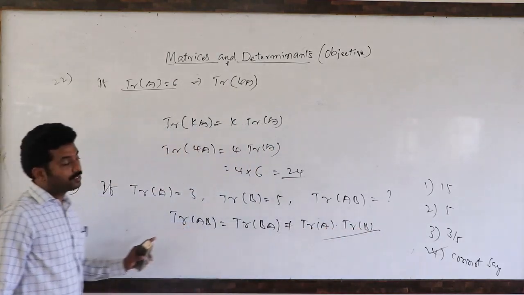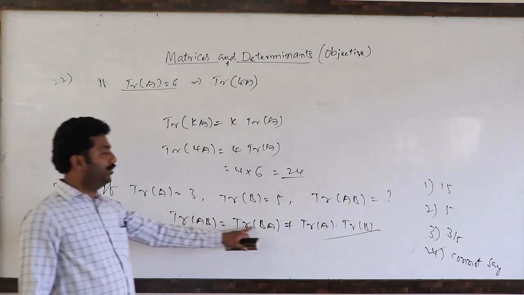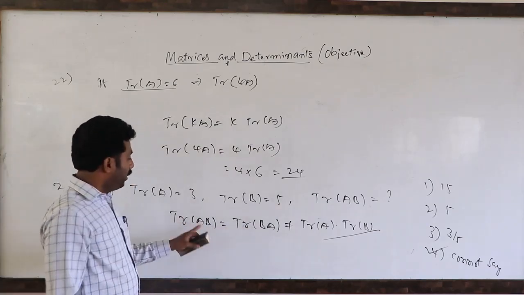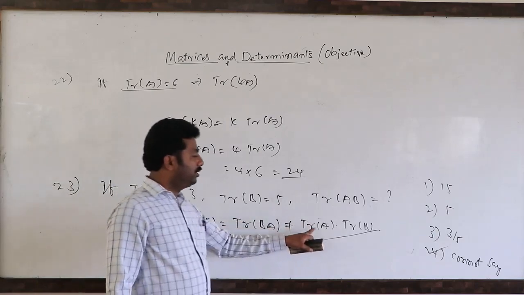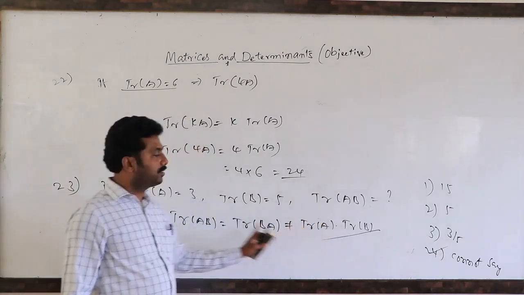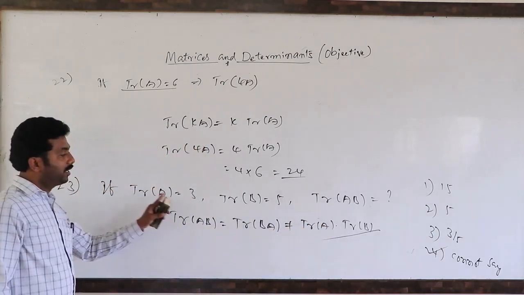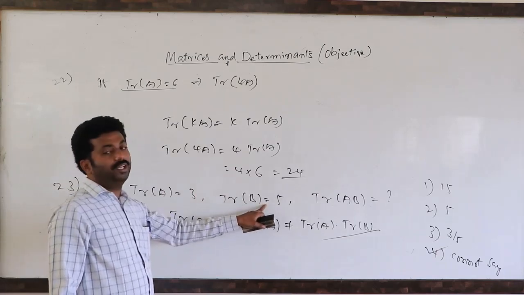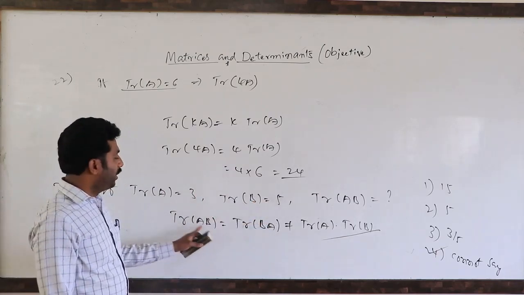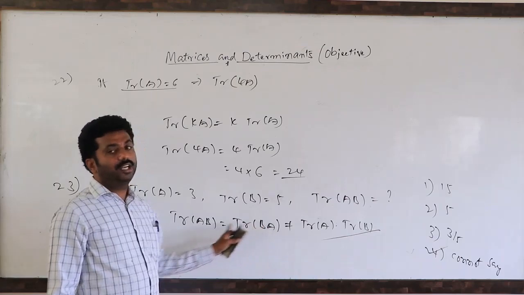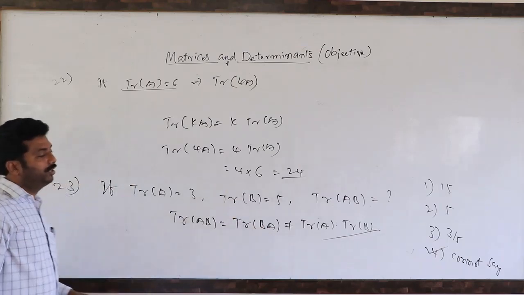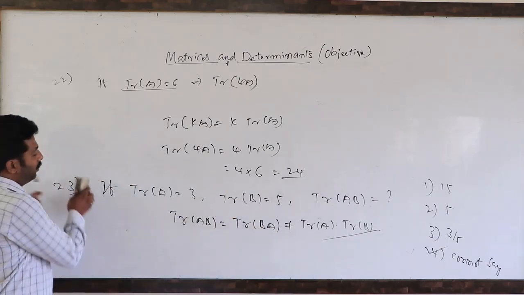We already discussed this in the synopsis, so you have to remember this formula. We cannot say trace of AB is equal to trace of A into trace of B, because the given data is only trace of A and trace of B. If they were asking for trace of BA, then clearly trace of AB equal to trace of BA. So the fourth option is the answer.